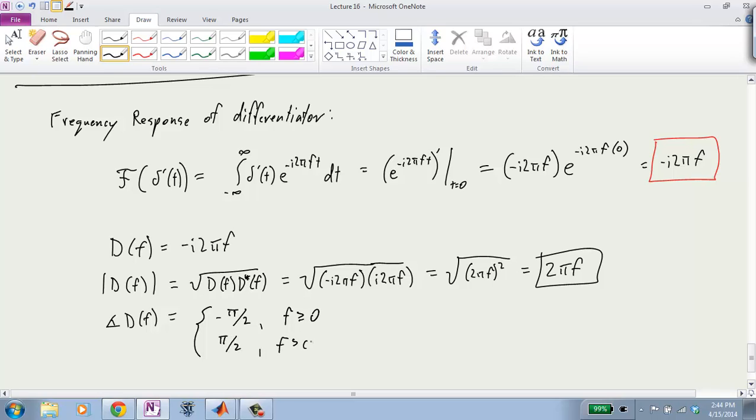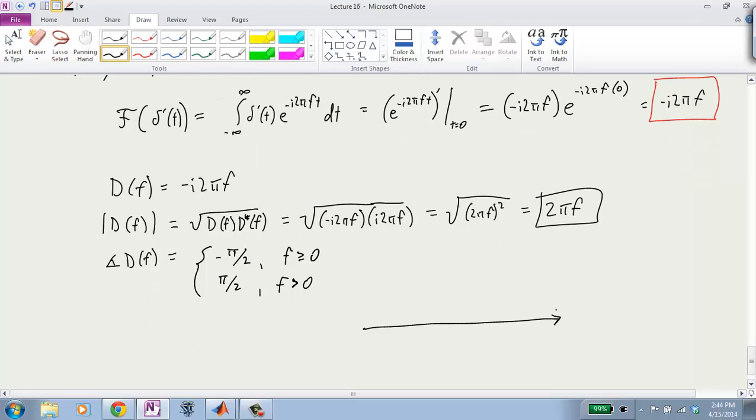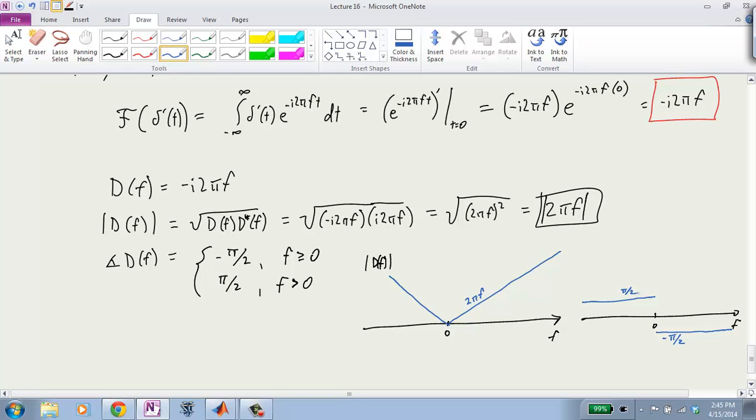Okay, so the plot of this thing, the differentiator, is the following. We have that the magnitude is just like this. It's just linear with slope 2 pi. Oh, whoops, I should say absolute value here. So when you square something and take a square root, we get positive numbers. All right. And the phase is just like this. It's negative here. This is pi over 2, minus pi over 2, and pi over 2. So there is our magnitude and phase of the differentiator.